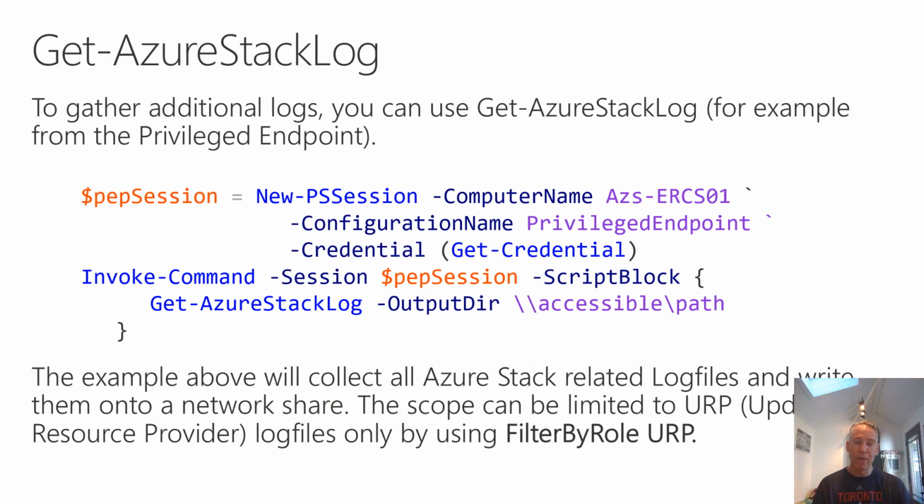So here's an example of connecting to the privileged endpoint. You'd open a session to the privileged endpoint, give it your credentials, and then you're going to run a script against the privileged endpoint to get the Azure Stack log. And then you can write it out to a file share that's accessible to you. So that's sort of a one-liner to get all the log files related to, in this case, the update that failed.